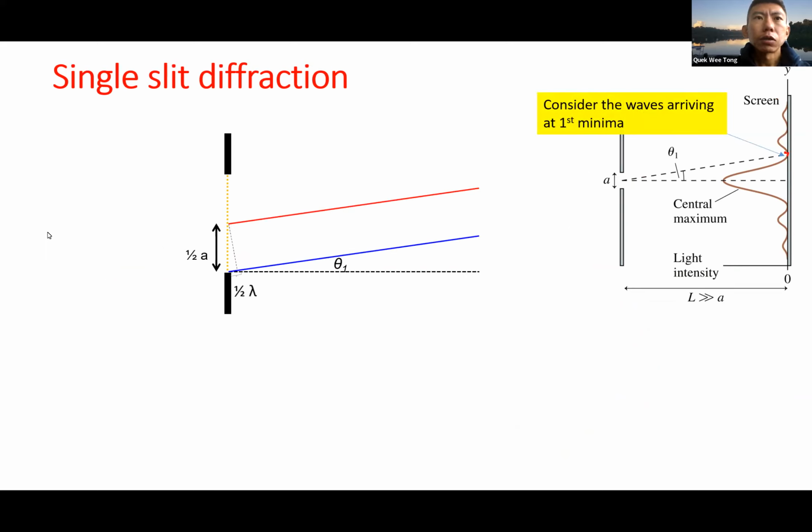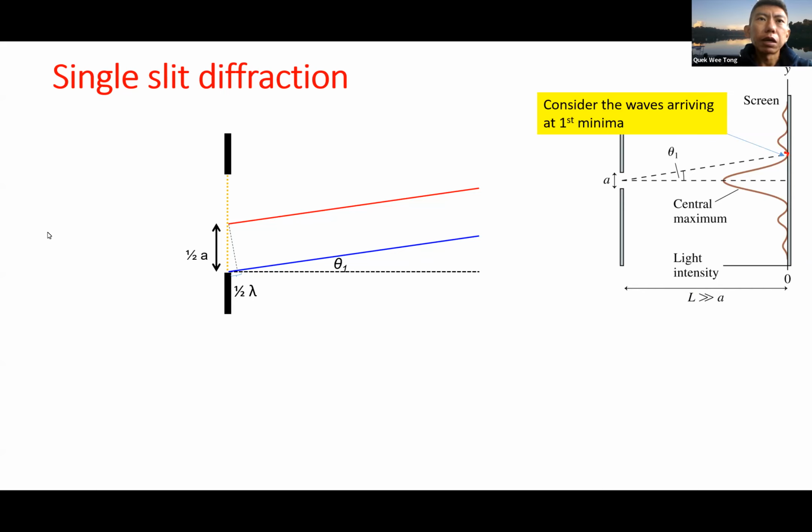So what do we think is the condition for them to arrive such that they will destructively interfere and lead to a minima? We ask, what is the condition for minima? Minima means we must have destructive interference, and that means the waves must arrive in antiphase. Then the wave phase difference is contributed by two sources: one is the sources themselves, and one is the path difference.